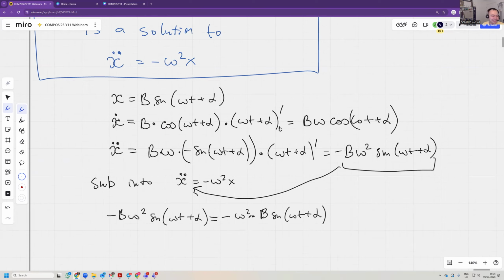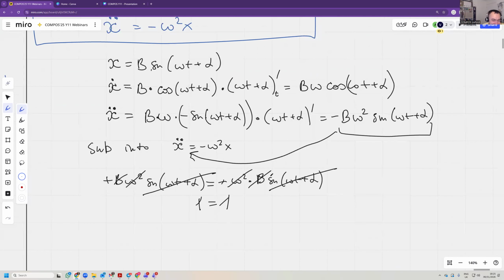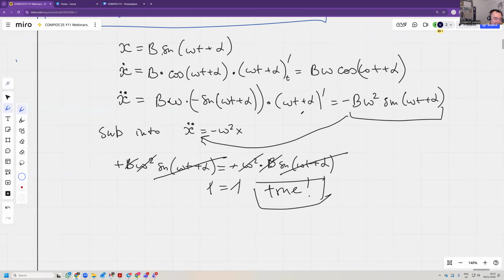Wow! Isn't that just beautiful? Because sines cancel, omegas cancel, minus cancels, and b cancels. We just get 1 equals 1, which is true. True. So that means that it is a solution. So x equals b sine omega t plus alpha is a solution.